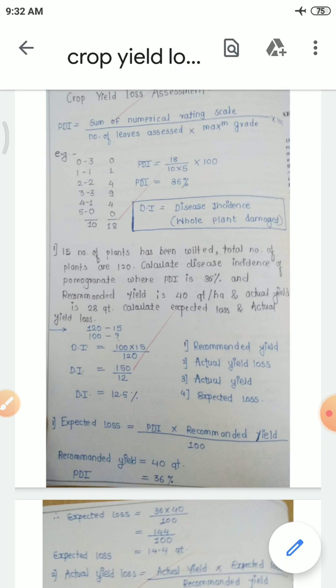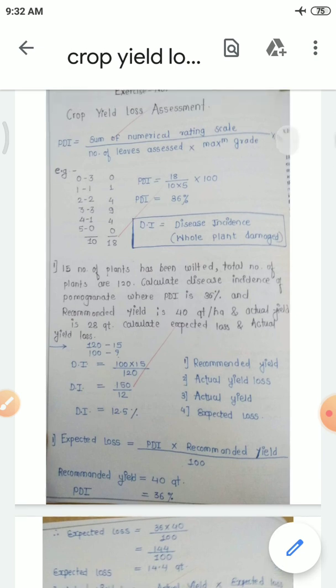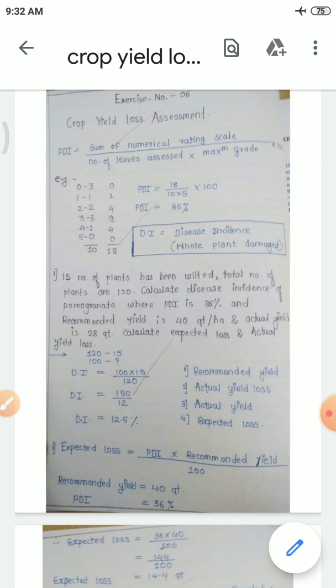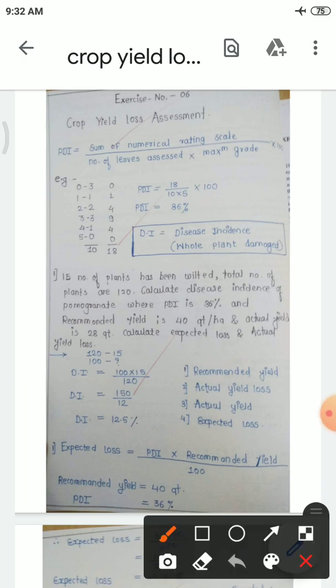Okay, and after that we have to calculate, first of all, the disease incidence on the basis of the given data. Very simple, as we know the formula: out of 120 plants, 15 plants get damaged.